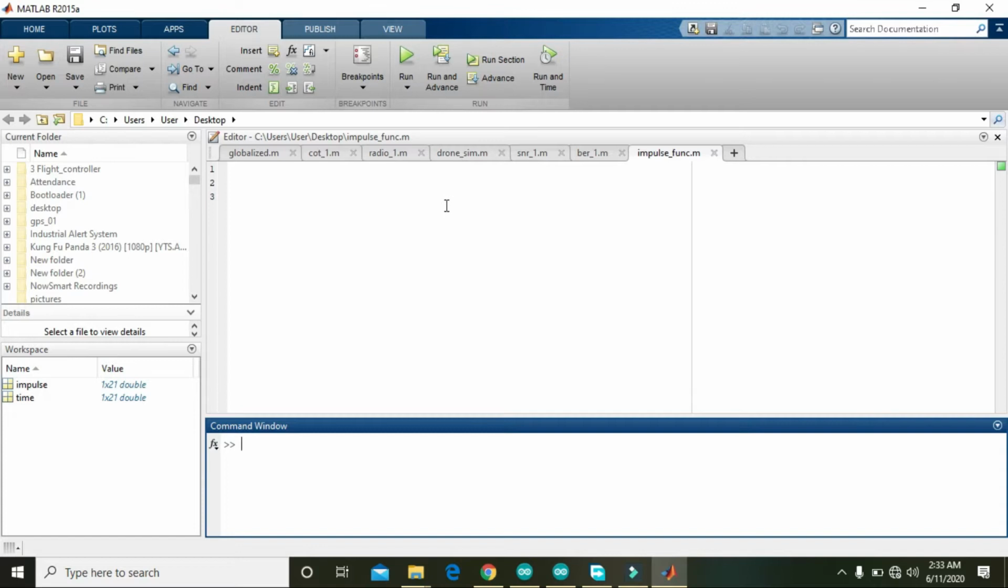Okay guys, in this tutorial we will learn how to draw an impulse function within MATLAB. You can also call the impulse function an impulse signal. And what it is used for: if there are two systems that are very similar to each other and we cannot differentiate them, what we will do is apply an impulse.